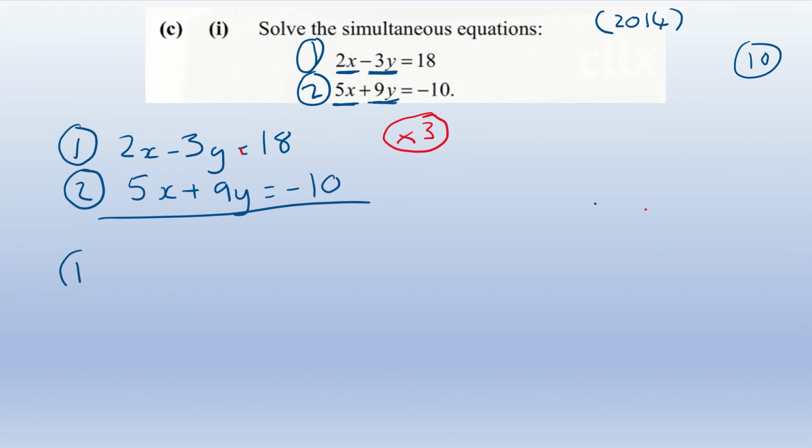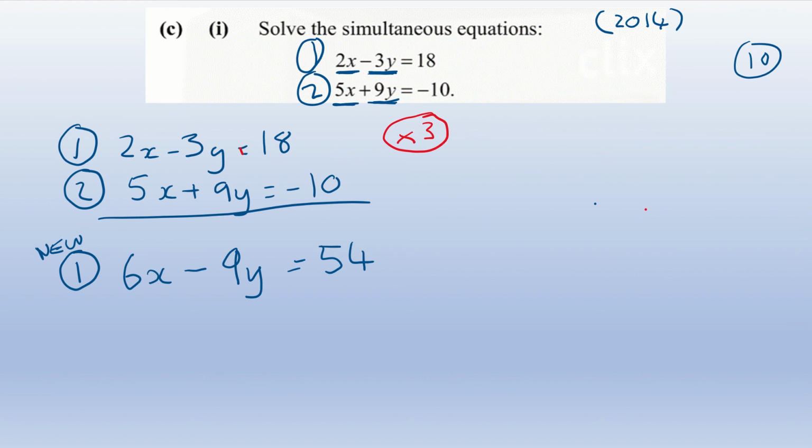For my new equation number 1, if I multiply everything by 3, I'm going to have 2x by 3, which is going to be 6x. I'm going to have minus 3y by 3, which is minus 9y. And I'm going to have 18 by 3, which is 54. So that's my new equation number 1. But if you think about it, I've changed the way it looks, but I haven't actually changed the value of it as a whole. All I've done is multiply everything by 3.